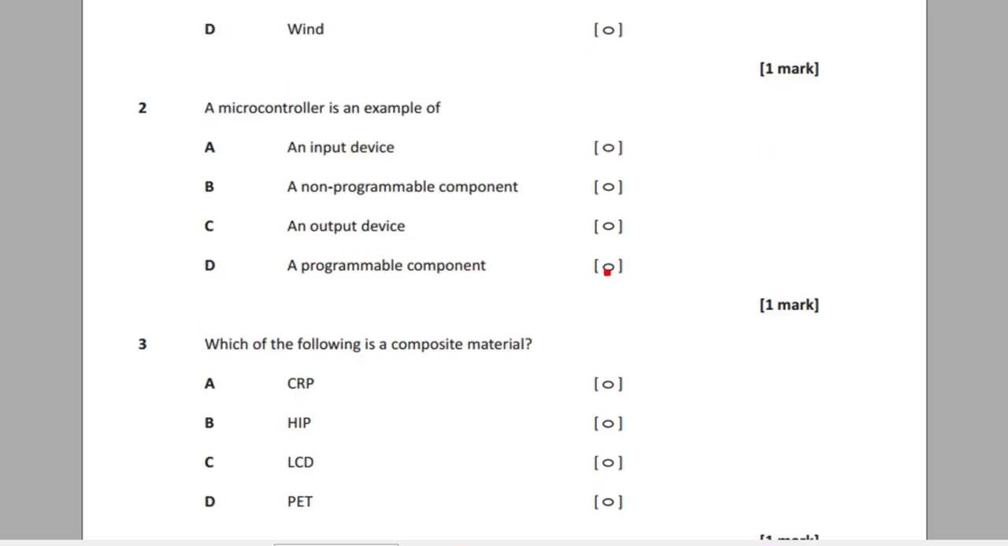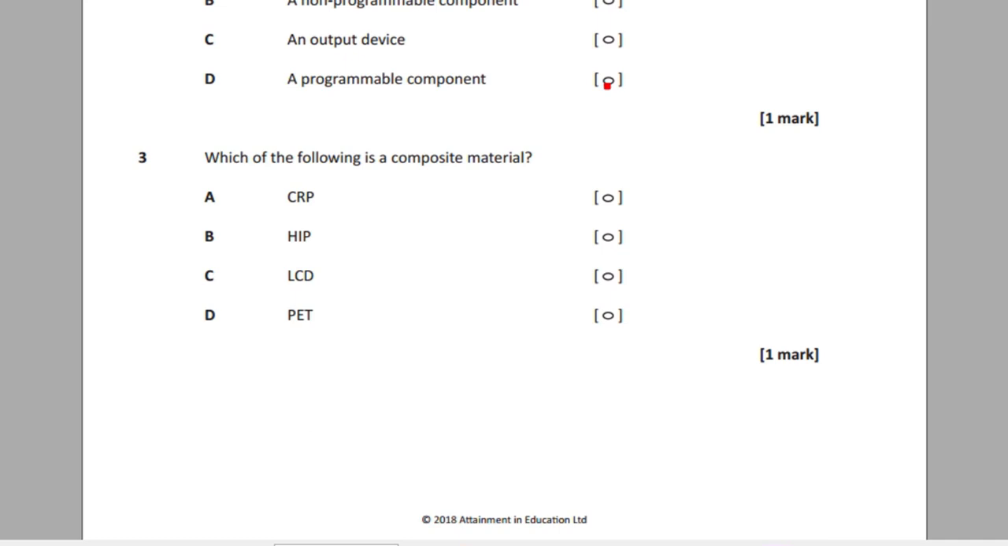So then we go to the next question. Okay, so this refers to different types of materials. A composite material is a material made up of more than one type of component. Okay, so here we'll start with D.